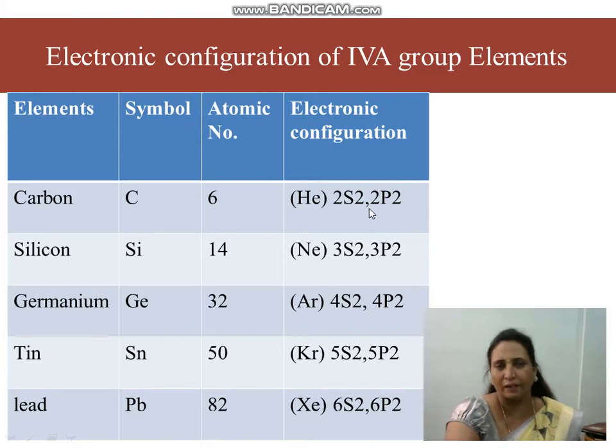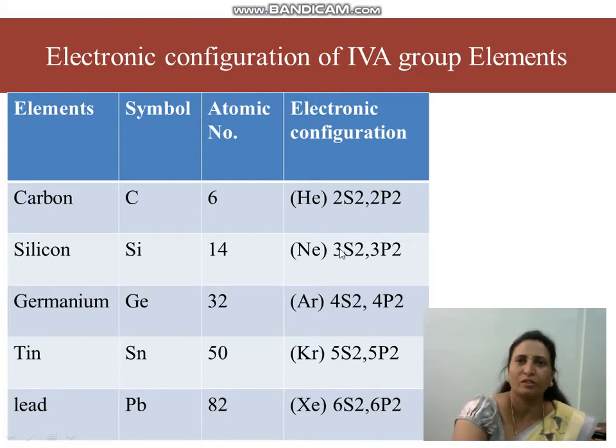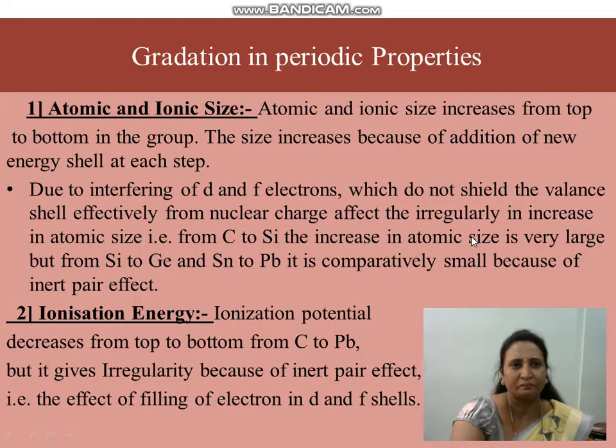Now if you see the electronic configuration of fourth A group elements, it indicates that there is only a change in principal quantum number, that is, the valence shell number is 2, 3, 4, 5, 6. But the number of electrons in the valence shell is the same. All these elements contain 4 electrons in their valence shell, and that's why they are included in the fourth A group. So the group number is related to the number of electrons present in the valence shell.